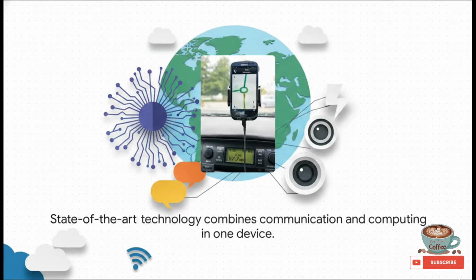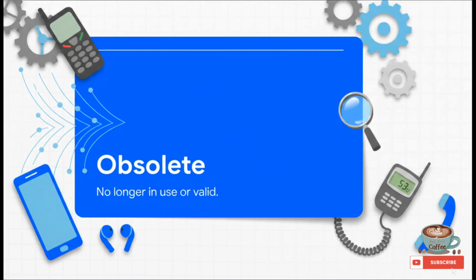And for a perfect example of state-of-the-art technology, look no further than the device that's probably in your pocket right now. Your smartphone is a supercomputer, a professional camera, and a global navigation system all rolled into one. It is, at least for now, the most modern version available. But that state-of-the-art crown is heavy, and it never rests on one head for very long. Eventually, today's high-tech marvel becomes tomorrow's relic. It becomes obsolete. This just means it's no longer in use, kind of like the pager. It was once essential, but now it's been completely replaced by the mobile phone.